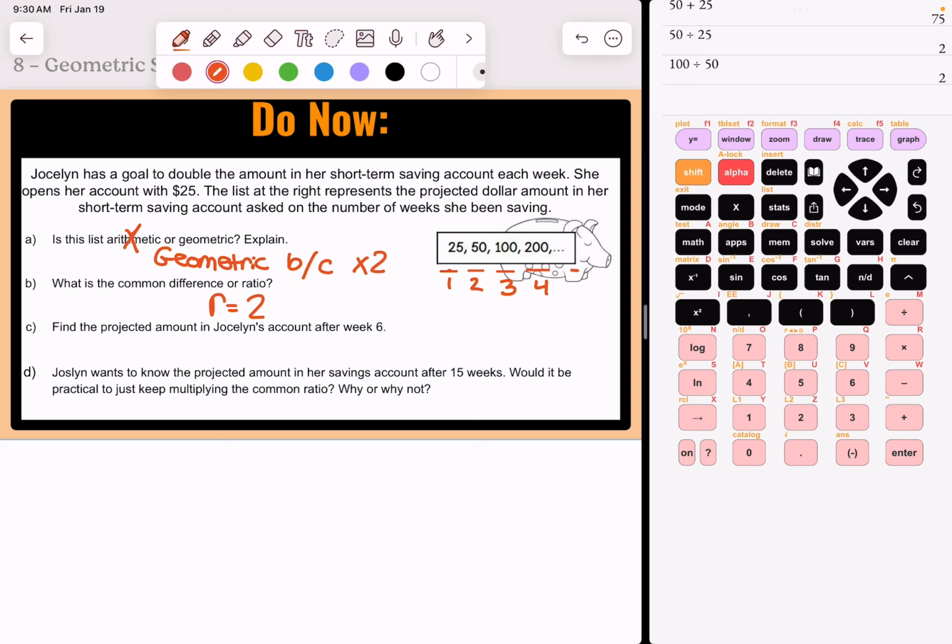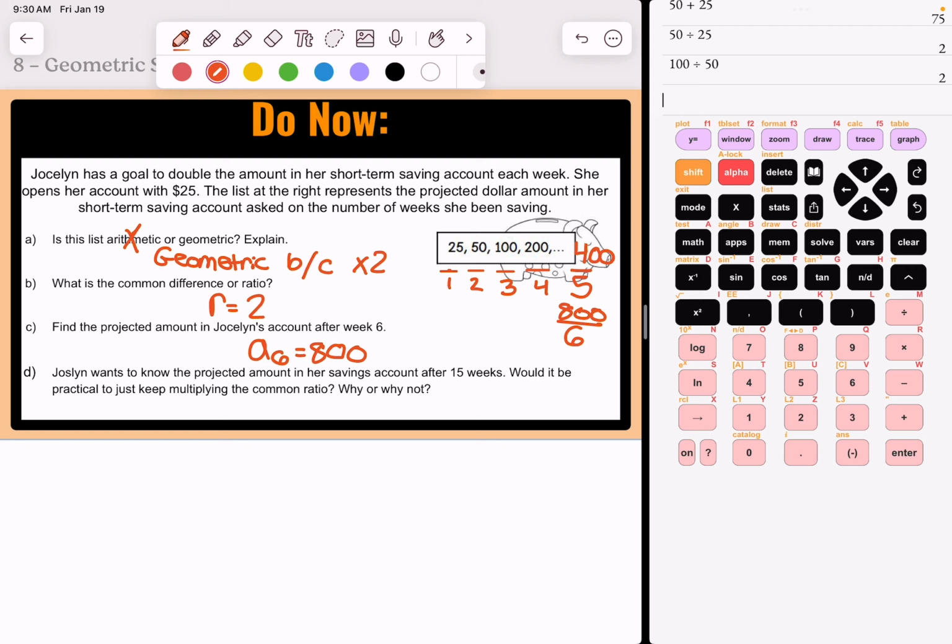Find the projected amount in her account after 6 weeks. Well, we could just do the fifth term would be 200 times 2 is 400. And then 400 times 2 is 800. So her A6, the sixth term, would be $800. $800 after 6 weeks.